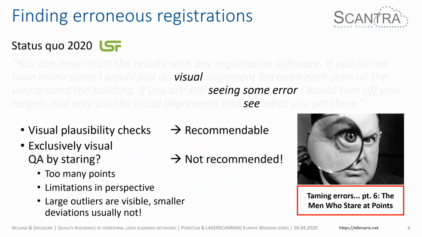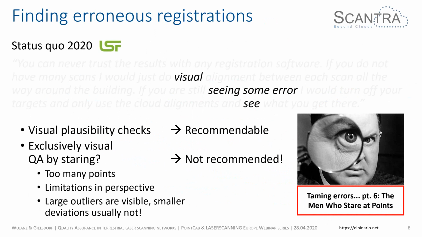So when you look at engineering projects in general, it is absolutely normal to perform a visual plausibility check, and it's also recommended. But what is not normal and not recommended is to solely perform visual quality assurance. And the argument that speaks for this is quite plain and clear.